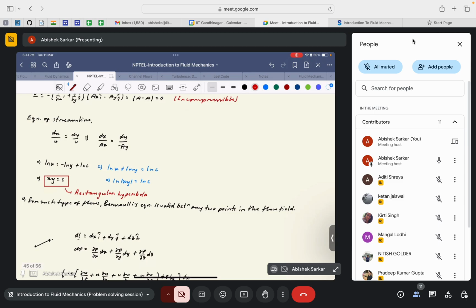Okay. So this rectangular hyperbola is also relevant in the case of a very famous equation known as PV equal to C. It is a pressure volume relation in the case of isothermal flows. So the pressure volume relation generates a rectangular hyperbola in the case of isothermal flows.